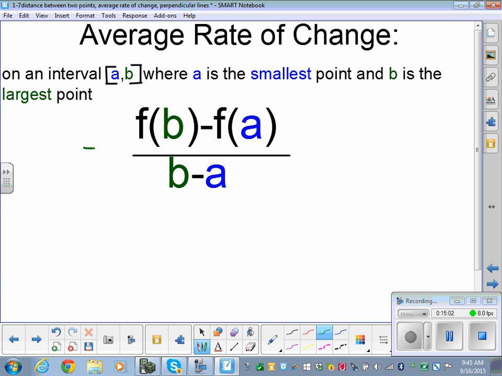So this is the formula here. This is the average rate of change formula. It's f of b minus f of a all over b minus a. What f of b means is just what's our function at b. f of a means what's our function at a. And that's all over b minus a. So once again, f of b minus f of a all over b minus a. Now you're going to be given an interval from a to b. A will be the smallest value, b will be the largest value. Does that make sense?